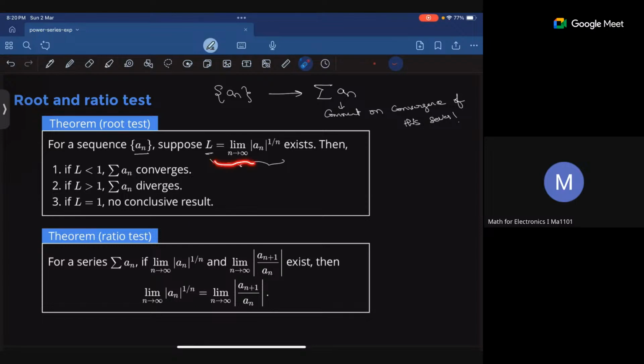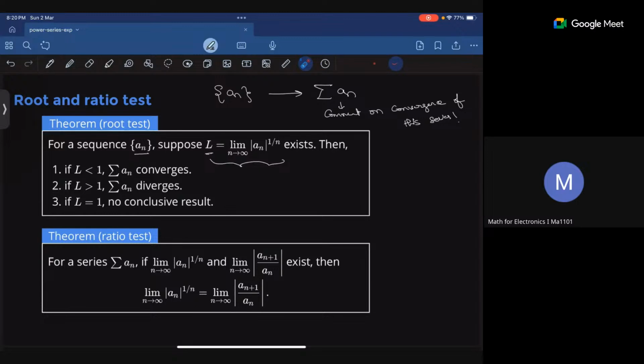For the root test, you have to compute this limit, and this limit should exist first of all. Then after you compute the limit, if it is less than 1, you claim that the series converges. If it is greater than 1, you claim that it diverges. If it is equal to 1, we can't do anything. So that is the root test.